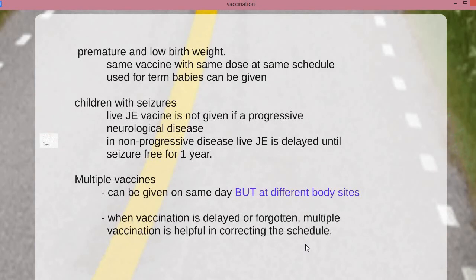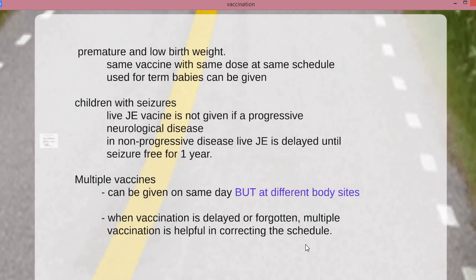Then for premature and low birth weight children, the same vaccine with the same dose at the same schedule can be used as for term babies. There are no changes which are indicated just because a child is premature or low birth weight.